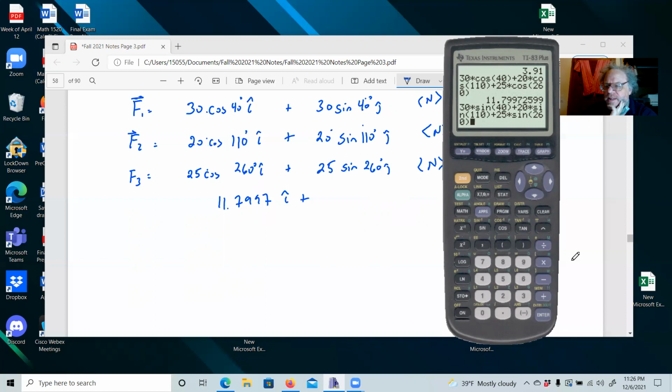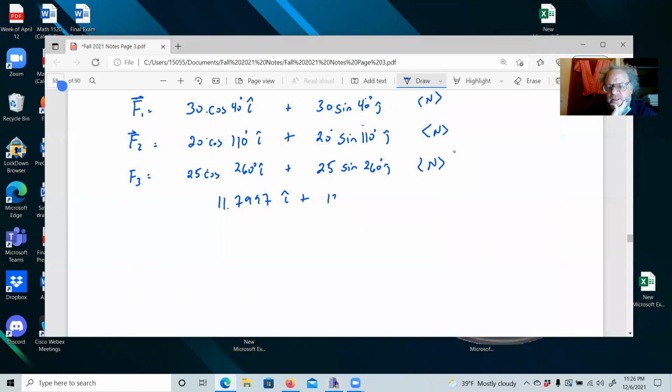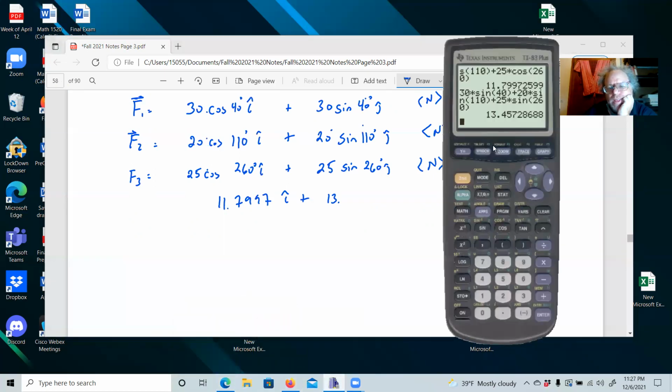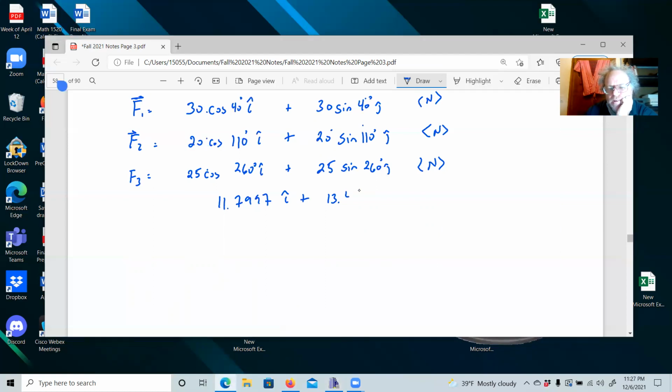And then equals, I got 13 point, and we'll go 4 decimal places here as well. 0.4573. And again, this is in newtons, this is in j hat. Okay, and now we're effectively done.